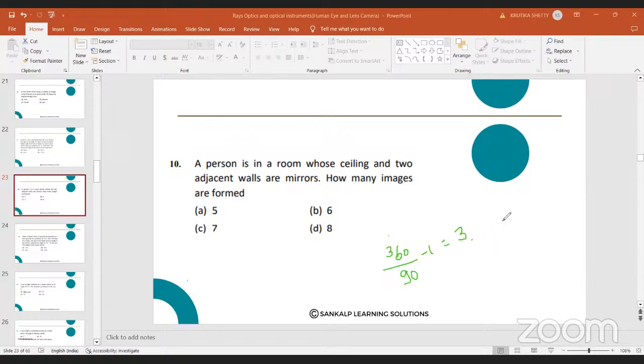So with the side walls it is 3. Then with the ceiling, it behaves as an object, therefore it becomes 4. Therefore, the total images will be 4 plus 3, that is total 7 images are formed here. So option C is right. Next question.